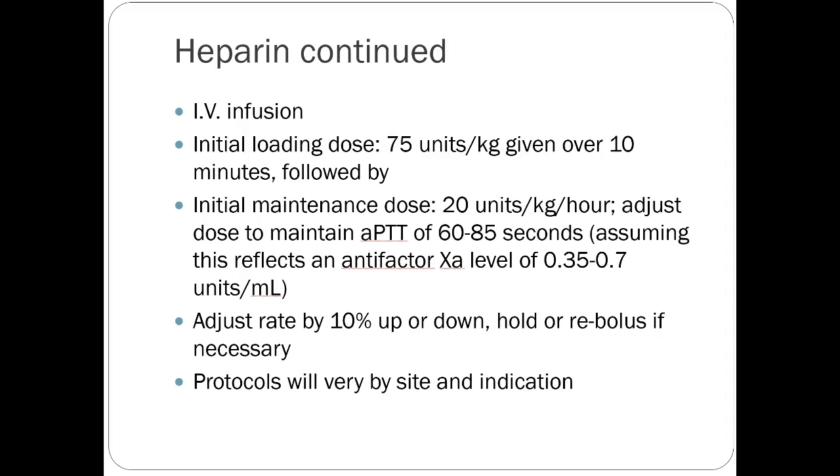It's going to be a standard unit per kilo loading dose. So you give somebody a bolus of heparin over 10 minutes. Then you follow with an infusion with a unit per kilo per hour, looking to maintain what's called an APTT, which is activated partial thromboplastin time.